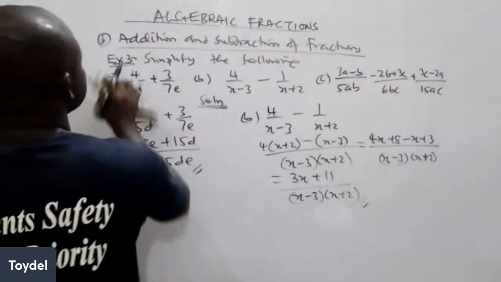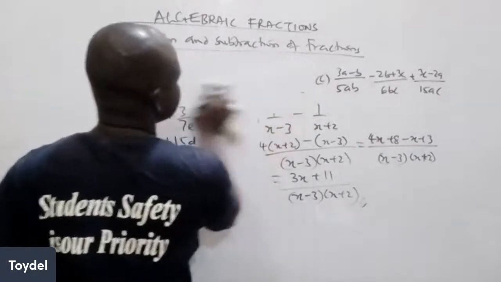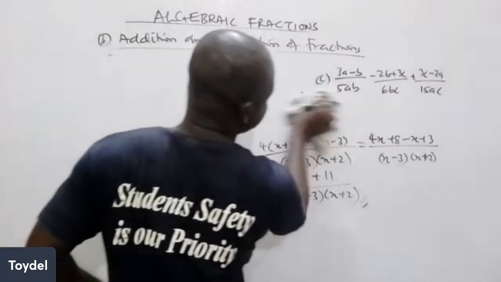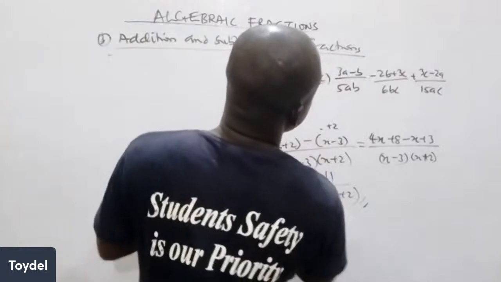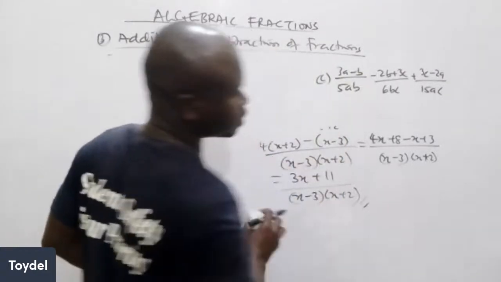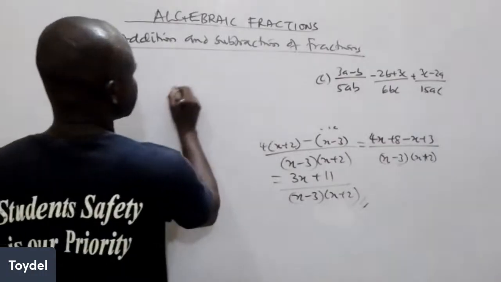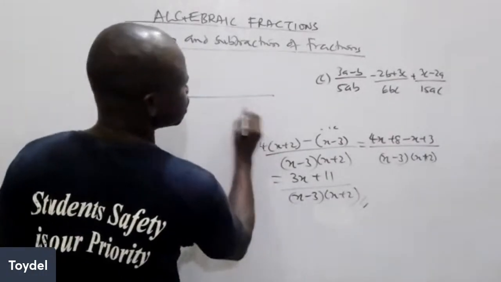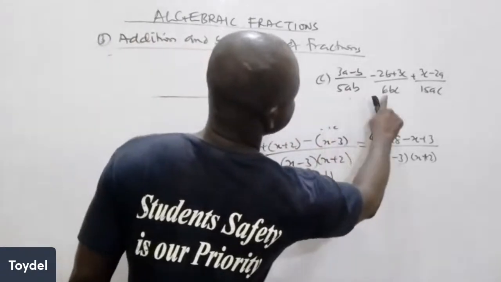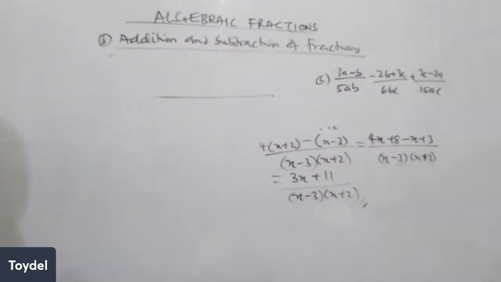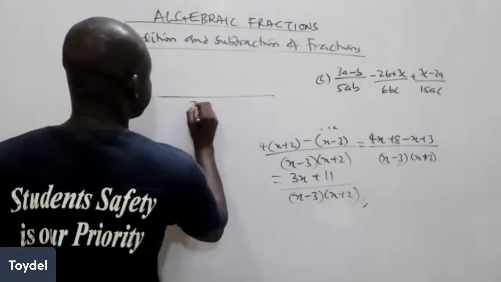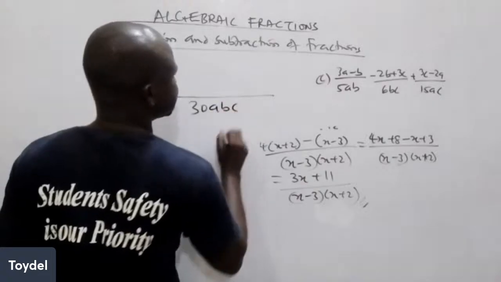Then we now go ahead and solve the third one. In this third one, we look for the LCM. That's the question. What the LCM will be, 5 and 6, that will be 30. The LCM there will be 30. So that will be 30ABC. We're going to have 30ABC as the LCM.